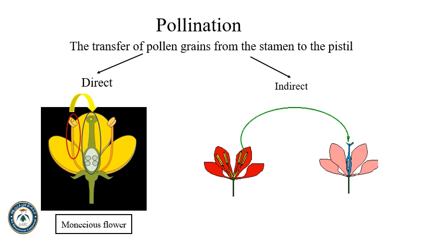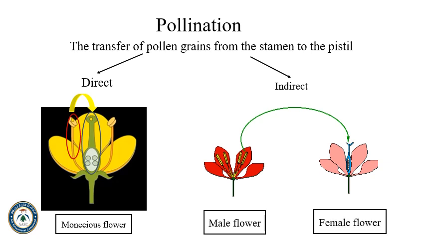Indirect pollination occurs when the pollen grains move from a male flower to a female flower. In this case, the pollen grains move by the help of insects or wind.